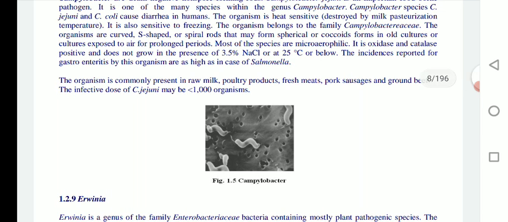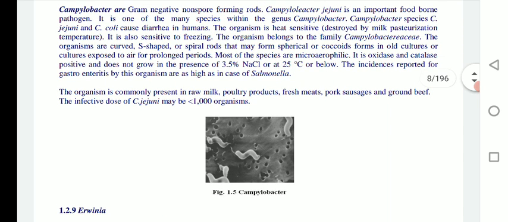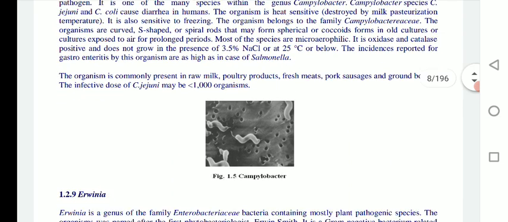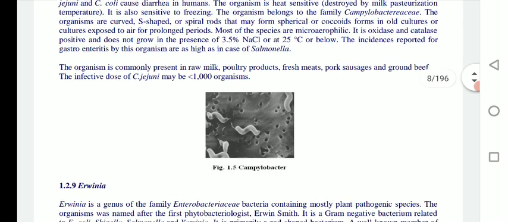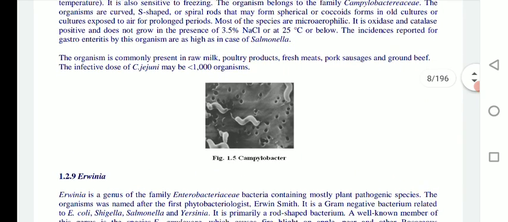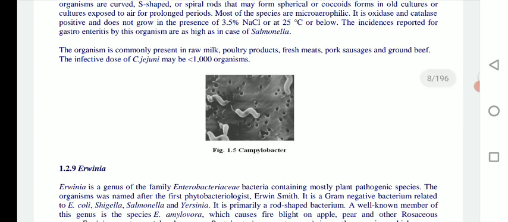The incidence of reported gastroenteritis by this organism is high, as in the case of Salmonella. So basically Campylobacter jejuni is an important foodborne pathogen, and it leads to foodborne diseases like diarrhea and gastroenteritis. Okay, so this is a picture. It is basically an S-shaped or curved bacterium. This picture shows how this bacterium looks.